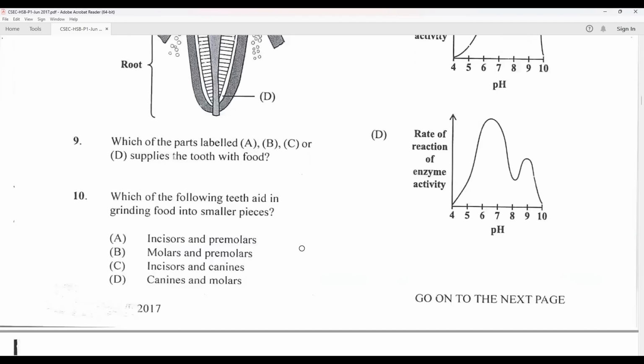Question 10. Which of the following teeth aid in grinding food into smaller pieces? And you grind food with the teeth further back into the mouth. So the molars will definitely be involved, and the premolars. So we are seeing B. The incisors are for cutting, the canines are for piercing or puncturing, and the molars and premolars are the best for grinding.